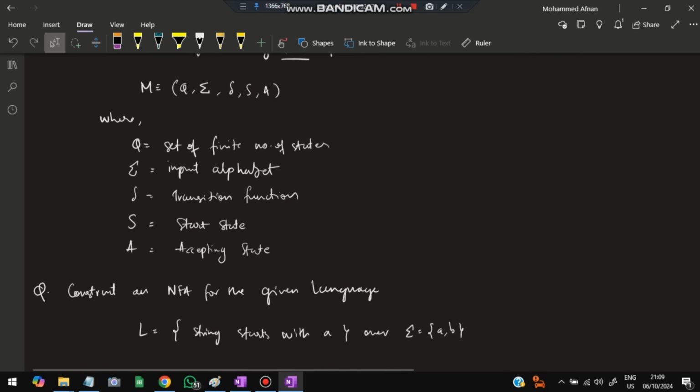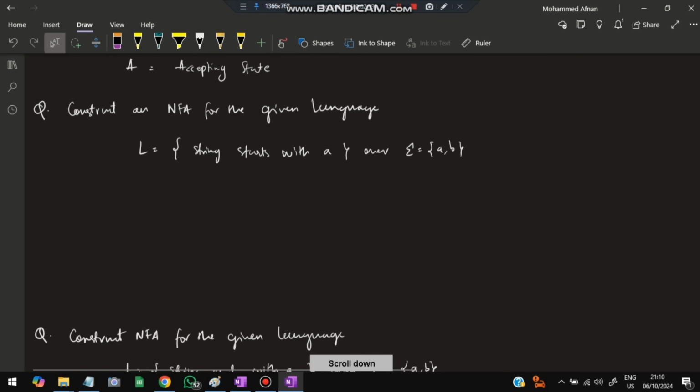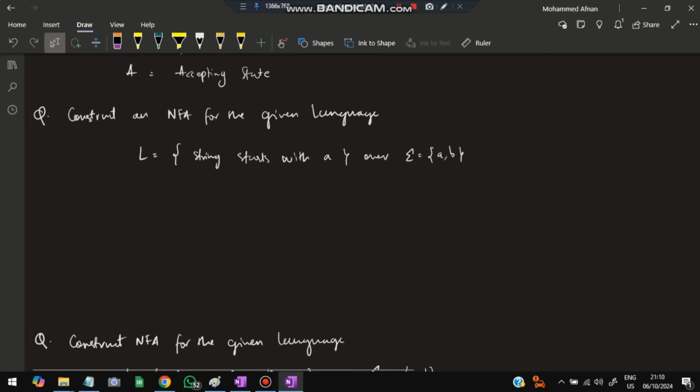Okay, the same set of tuples will be here also. Construct an NFA for the given language: string starts with A over {A, B}. Okay, it should start with A. So here, very simple, what will be the least string? Here the least string will obviously be A only. So this is Q0. The least string which we can have is A, and that will be here Q1. Starts with A, then n number of A's and B's can be there.